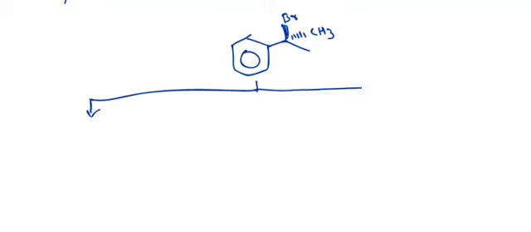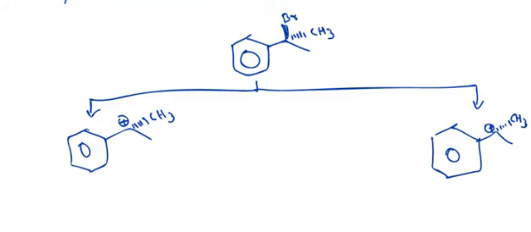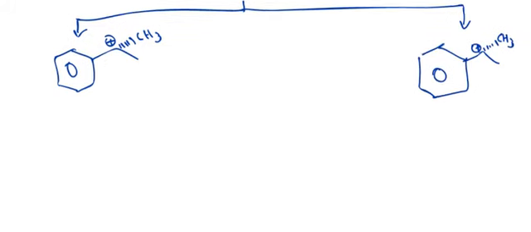Now bromine is above the plane, the CH3 methyl group is below the plane. Now just form the carbocation here. Leaving group left. So this is the carbocation, sp2 hybridized, planar.